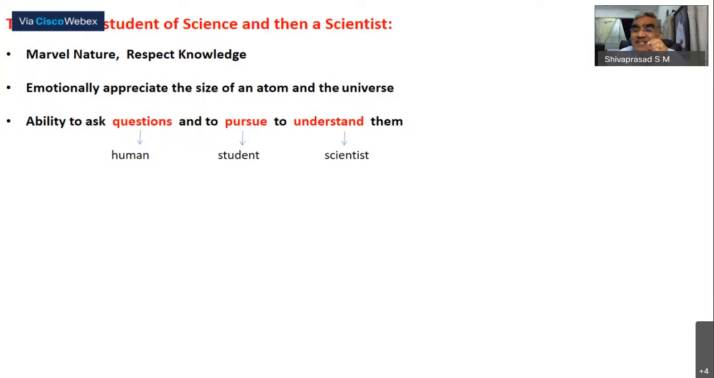Another thing to become a scientist is to emotionally appreciate the size of an atom and the size of the universe. As I showed you, so big, so small. If you tell it is big, it is small, you have not emotionally understood. If you say so big, so small, and emotionally feel the size of an atom, you will become a scientist.